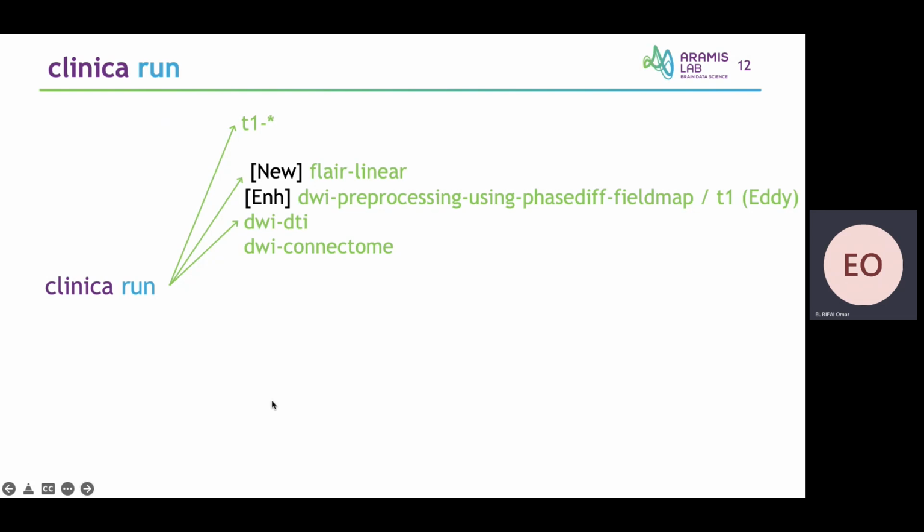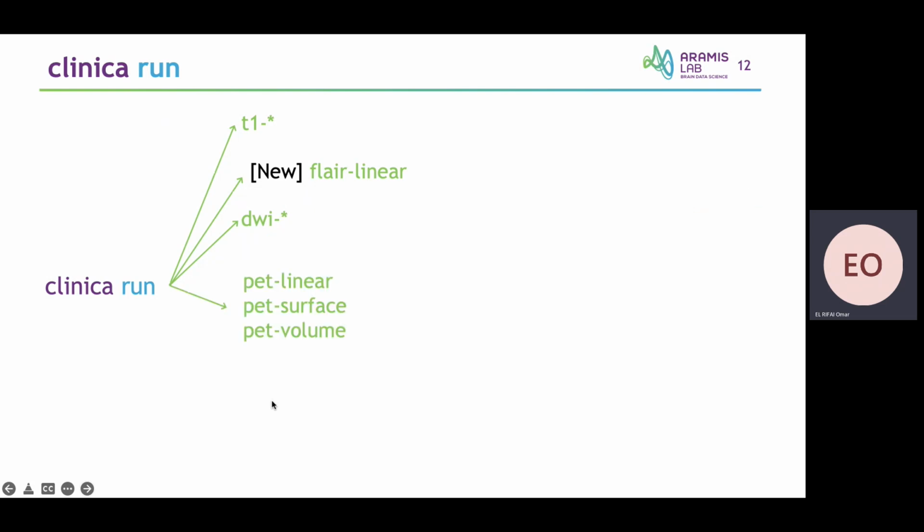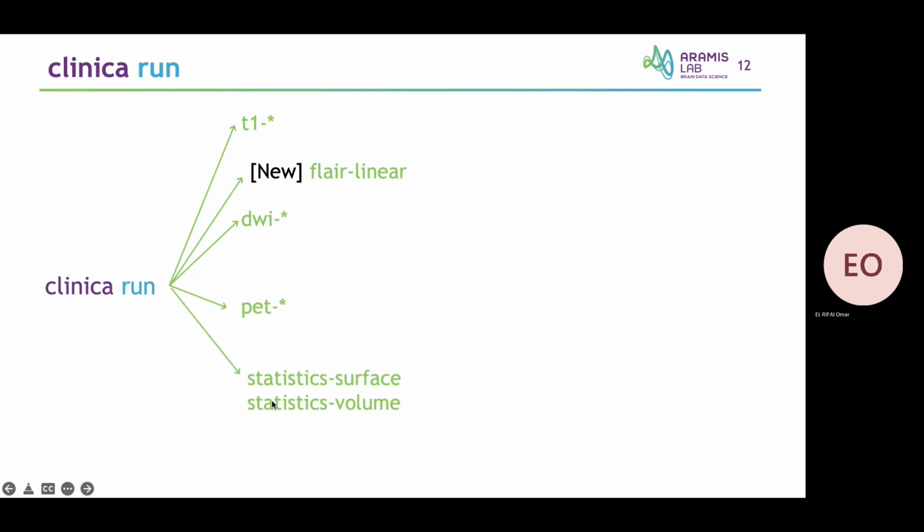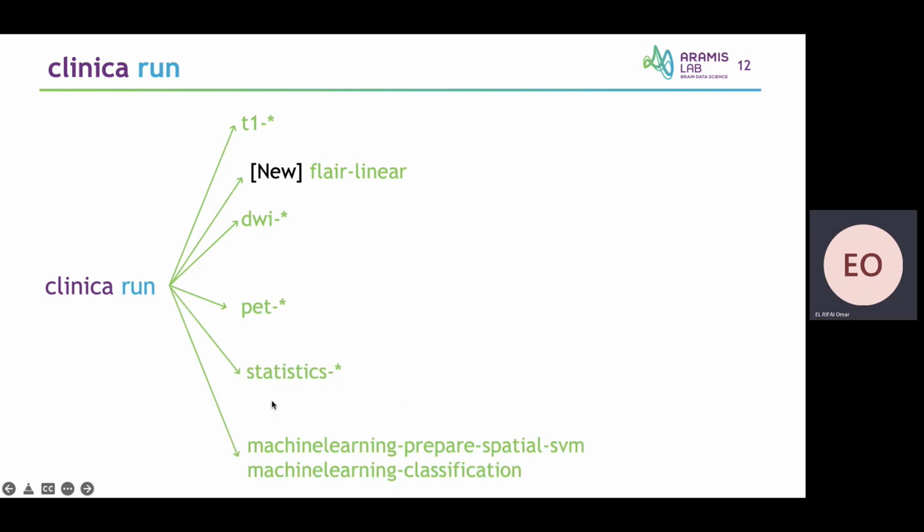We have DWI processing pipelines for pre-processing such as EPI distortion correction, extraction of DTI-based measures, and many other things. We also have PET processing pipelines for tissue segmentation, co-registration, for example, and other things. Finally, we have the statistics and machine learning pipelines that can deal with the outputs of the previous pipelines.